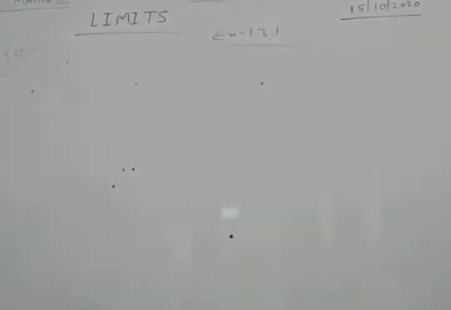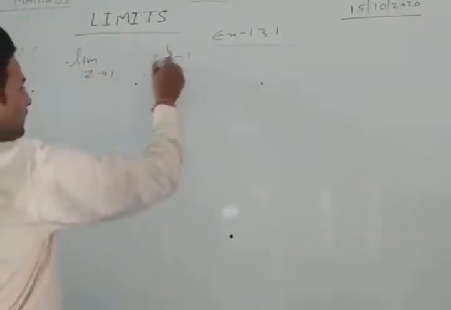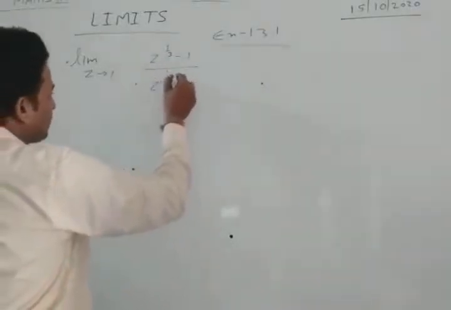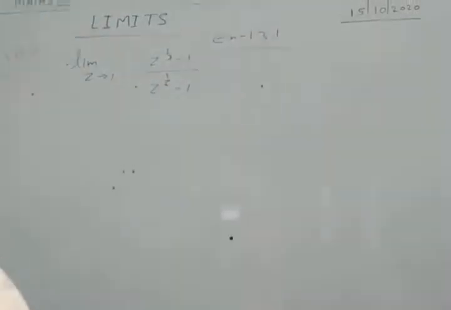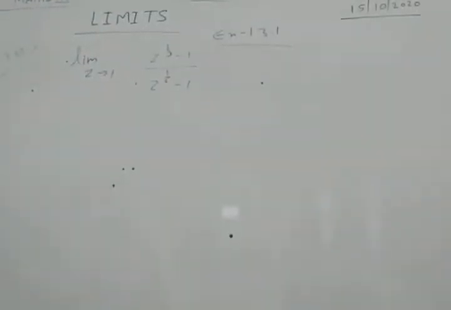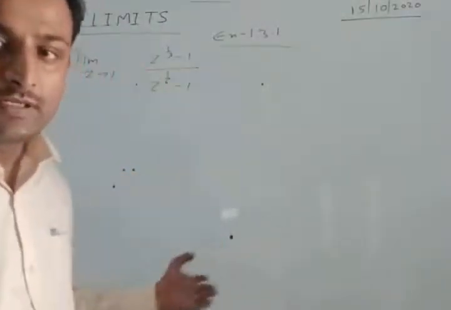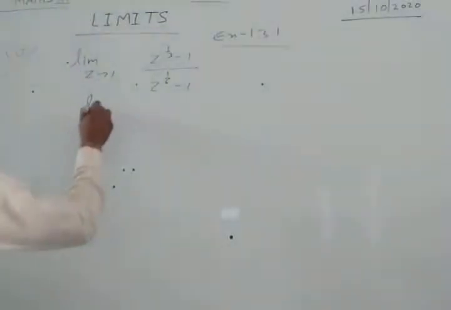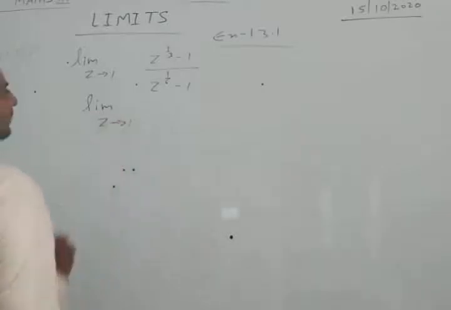Limit z tends to 1, (z to the power 1/3 minus 1) upon (z to the power 1/6 minus 1). Now we have to find the limit of this function. First, we will change this function into the standard result, then we will solve it. So we will write this function.